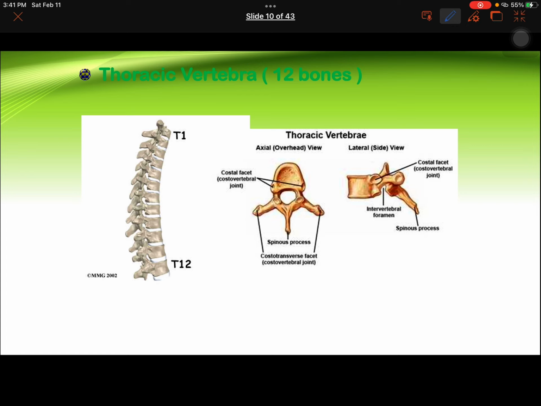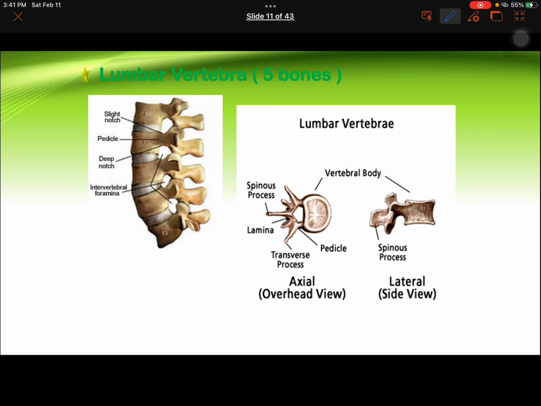So here you have the costal facet, then you have your spinous process. Those are the bumps on the back. So you have your lumbar vertebra, which has your lumbar body, the vertebral body, the lamina, the spinous process, the pedicle, and the transverse process.